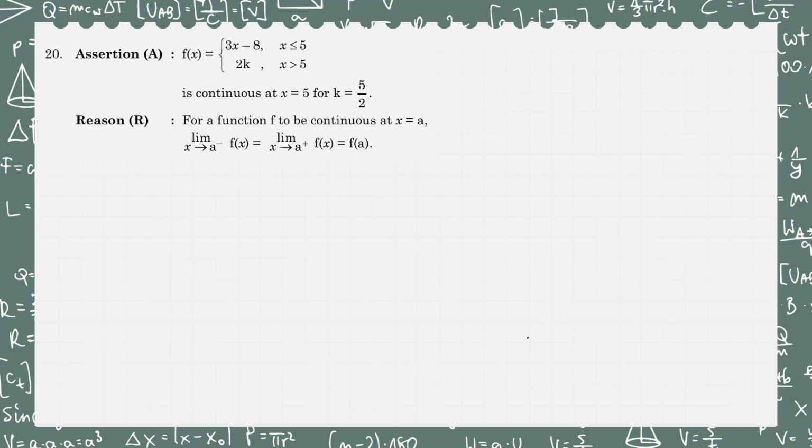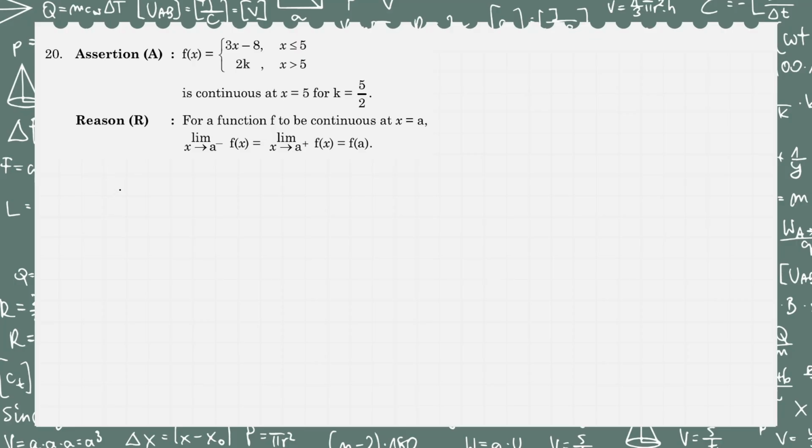20th sum. Assertion is given like f of x equal to 3x minus 8 when x is less than or equal to 5, equal to 2k when x is greater than 5, is continuous at x equal to 5 for k equal to 5 by 2. So we have to solve this only, then only we will come to know whether it is true or false.